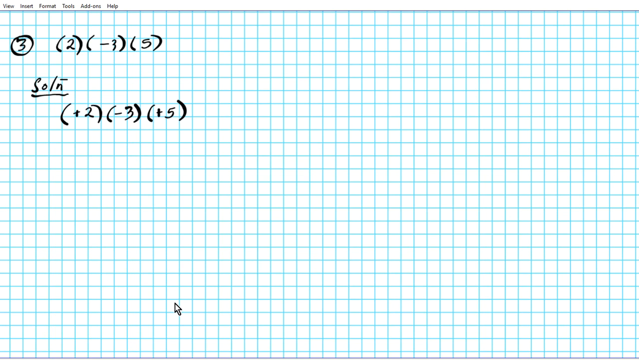So to do that, you can attack this problem 2 at a time, from left to right. So for the first two, you have plus times minus. The signs are different, so that's going to yield minus. And then 2 times 3 is 6. Alright, so we're multiplying from left to right. Those two give you -6.